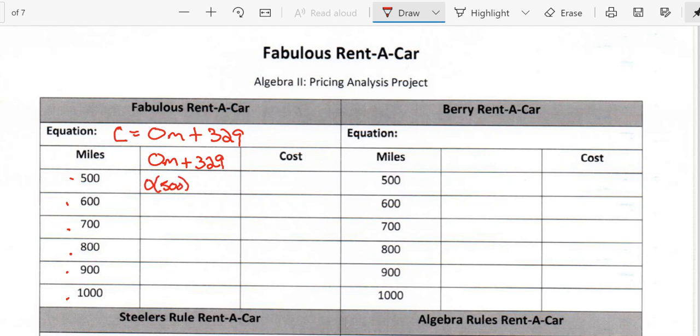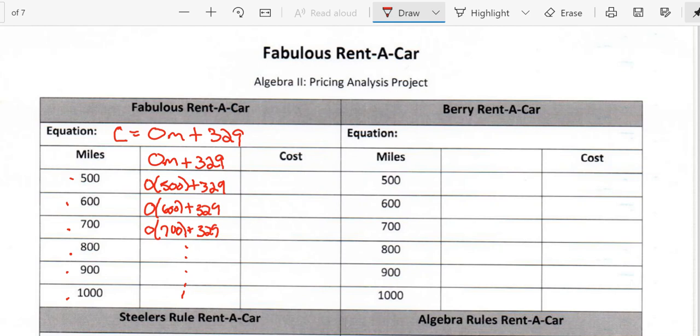The table must be filled in if you want credit. So it's going to be 0 times the 500 plus 329. 0 times the 600 plus 329. 0 times the 700 plus 329. All the way to the end of the table.